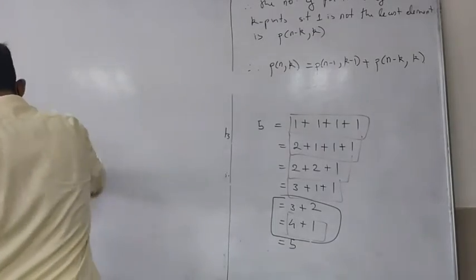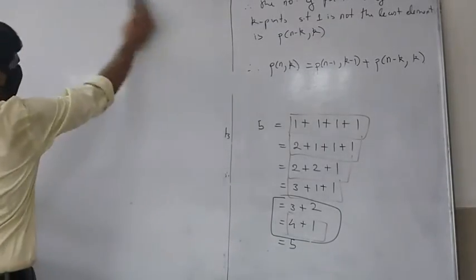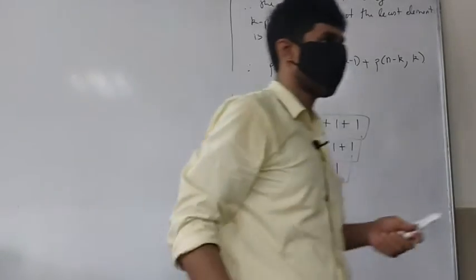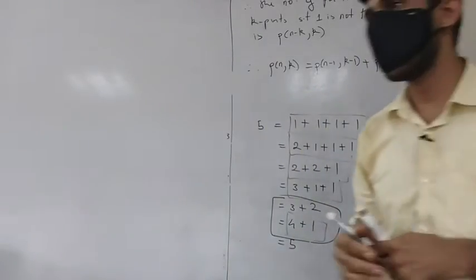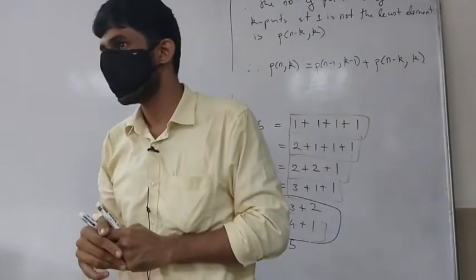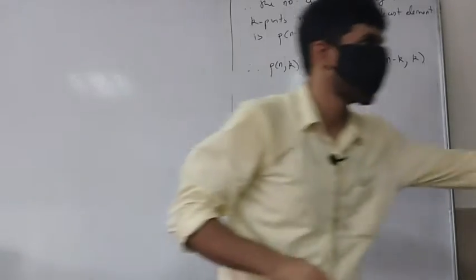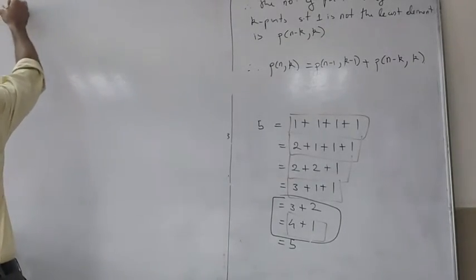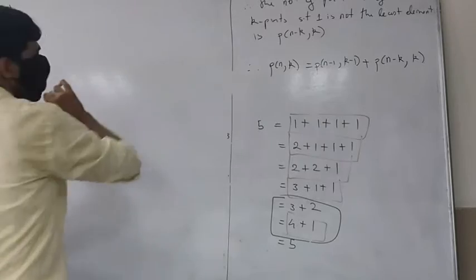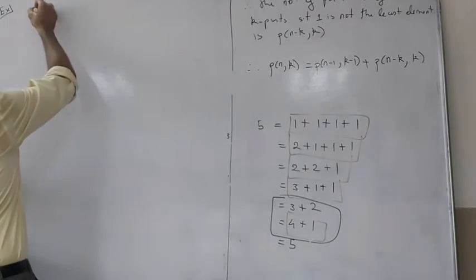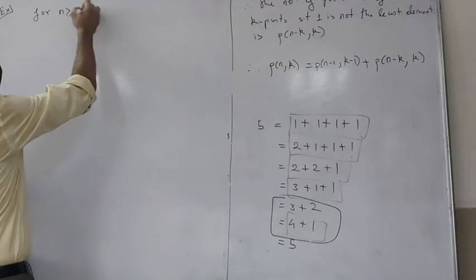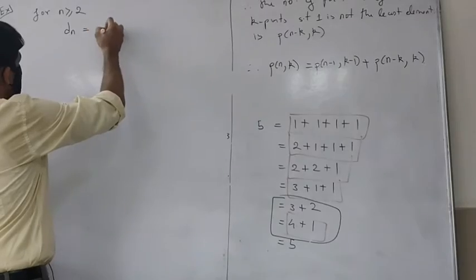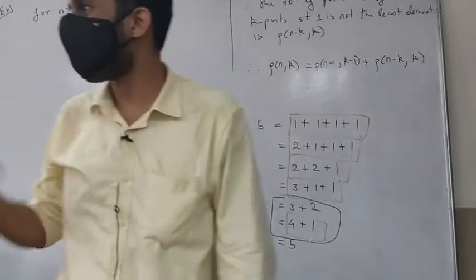So there is a nice relation on dn, in fact, which we can prove by induction. Okay, so let's see how we approach this. It's a small exercise. I will not do the entire proof, just give you a hint of the proof. So for n greater than or equal to 2, dn is n times dn minus 1. So this is a recurrence relation on dn.